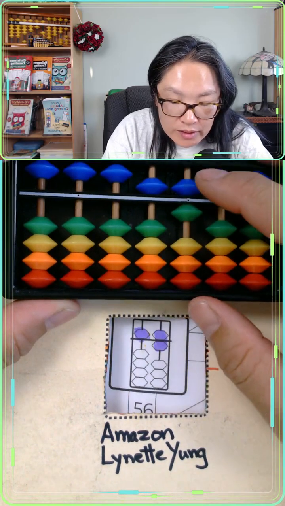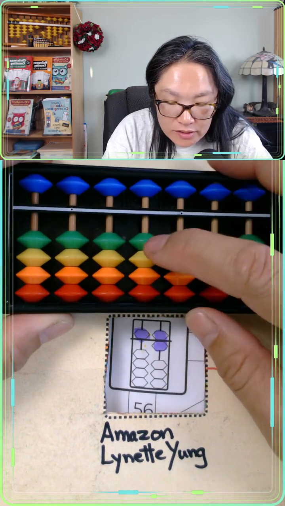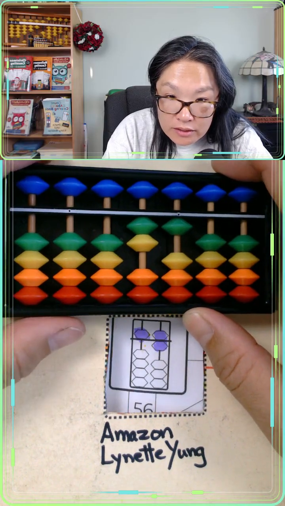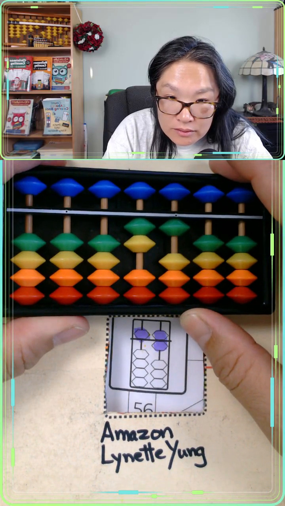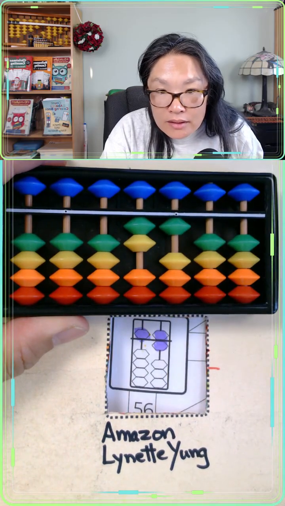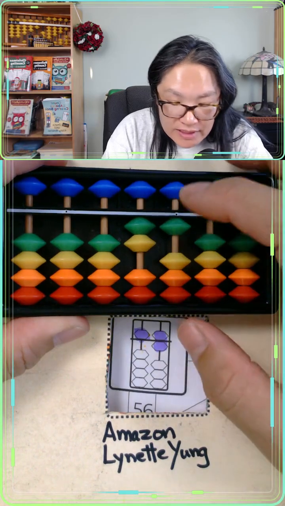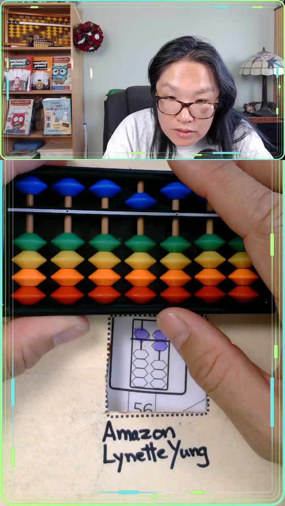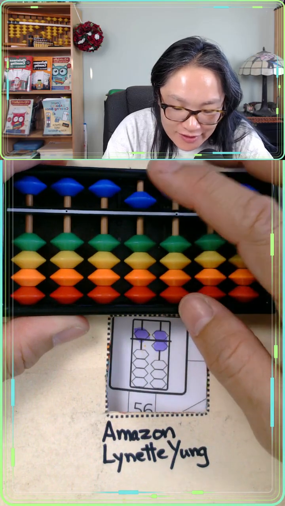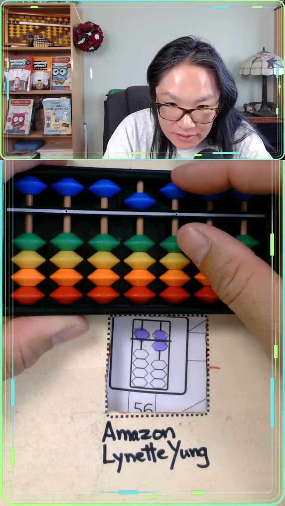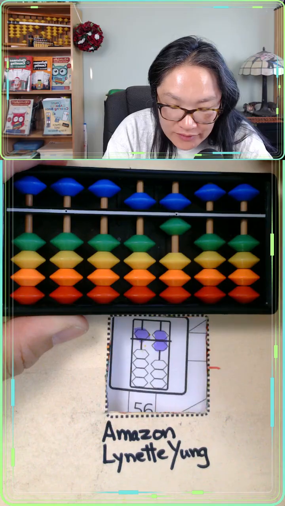No, it's not 21. 21 looks like this, Oscar. 20 and then 1. And so when we're looking, yes, 56. So when we're looking, we have 50. The top bead is 50. And then we have 6.